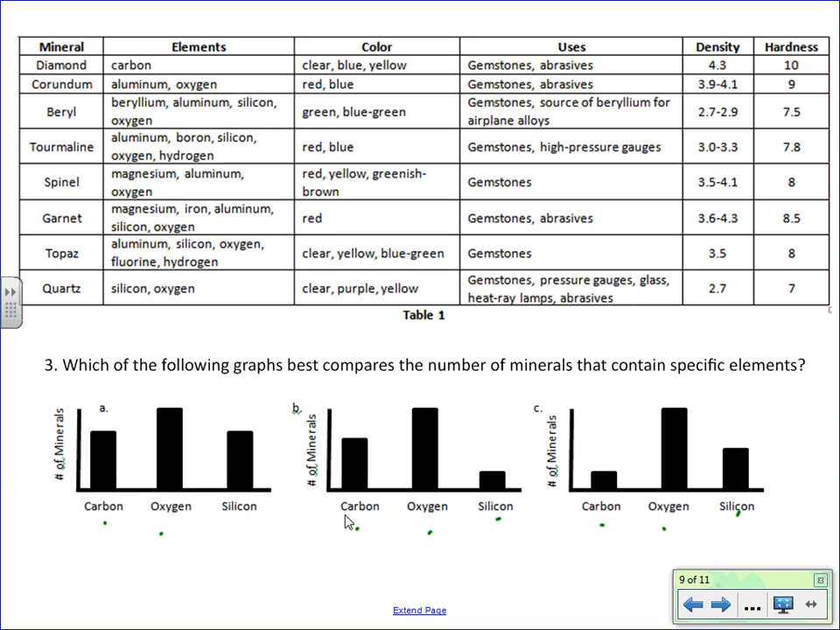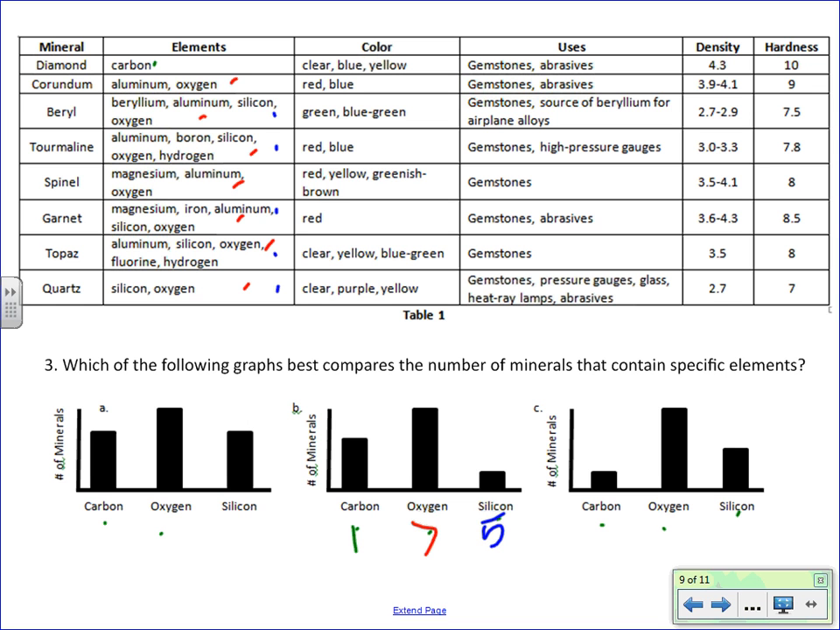All we have to do is write in numbers and we can figure it out that way. How many of them contain carbon? Go over to the side. 1 contains carbon, and that's it. How many of them contain oxygen? In this case, we have 1, 2, 3, 4, 5, 6, 7. All of them except for diamond contain oxygen, so we put a 7 there. Last but not least, how many of them contain silicon? 1, 2, 3, 4, 5.